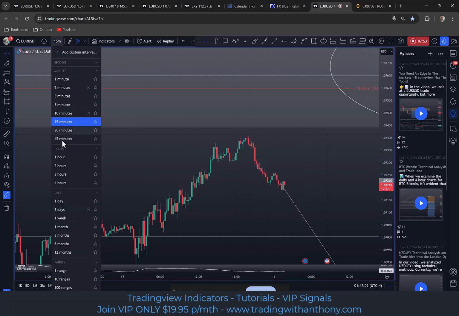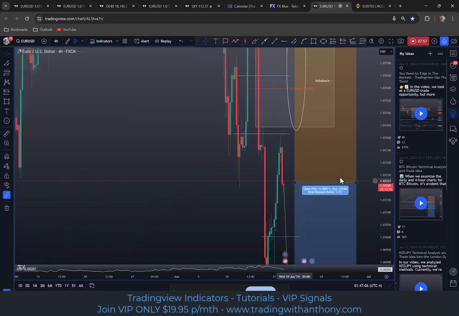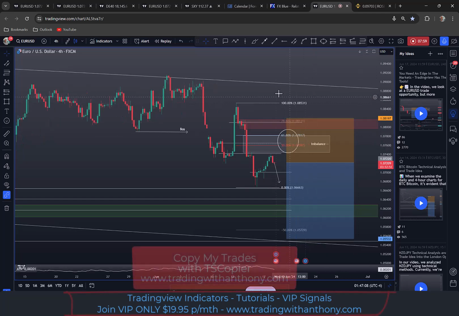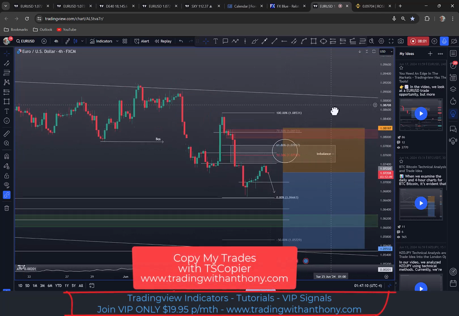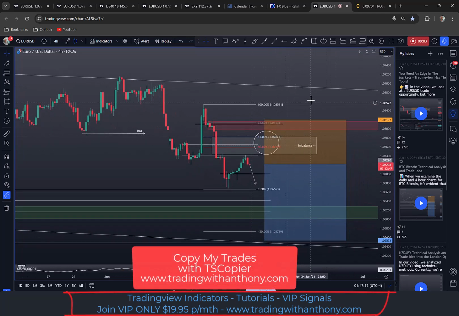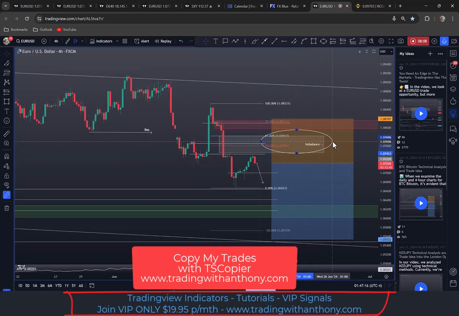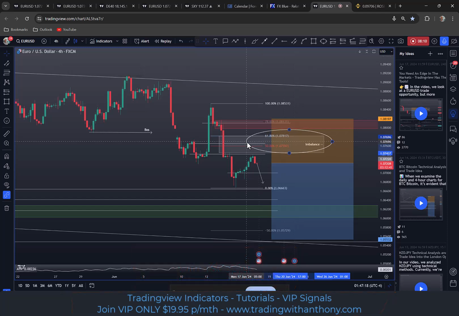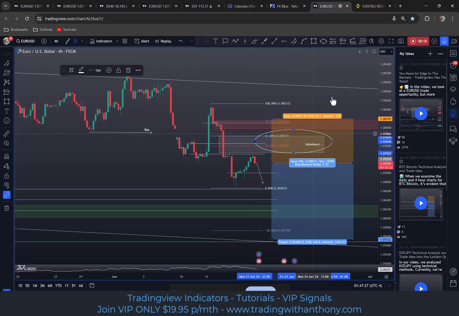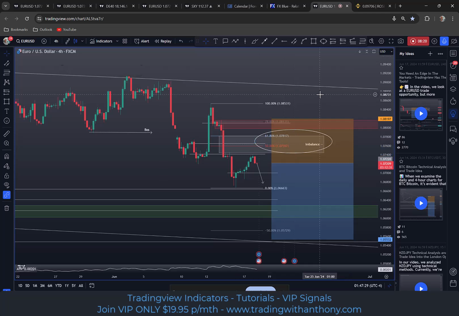All right, guys, that's pretty much it. If I just go back to the 4H, that's my take on the euro dollar. Understand the risk. Don't go in with a huge position size. Keep it consistent. That's the secret, is keeping your position size conservative and consistent in either dollar value risk or a percentage of your account. And that will help you manage your risk.